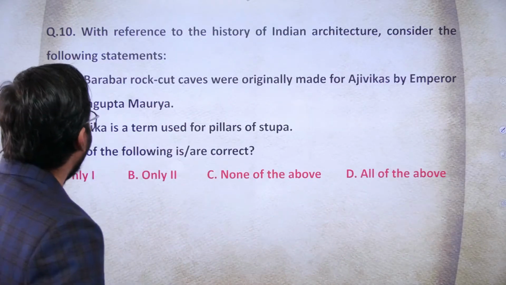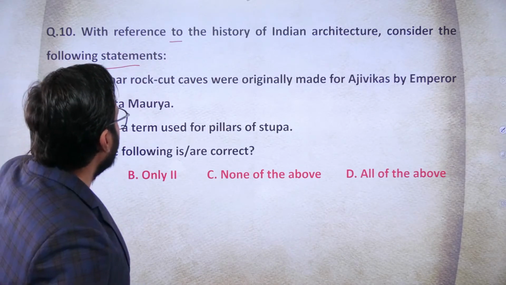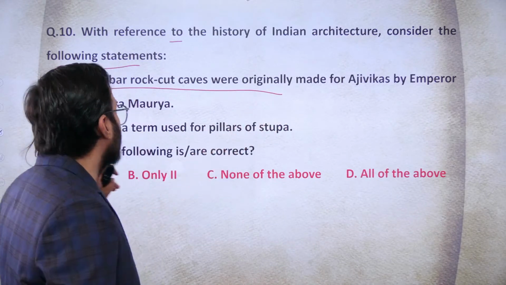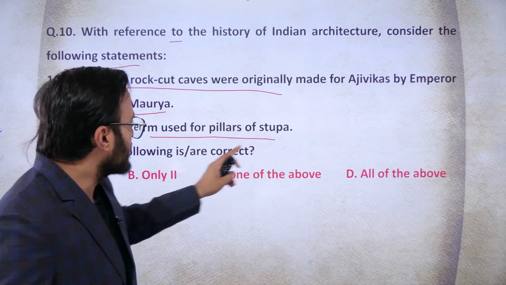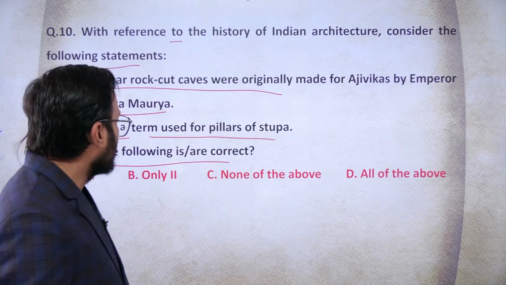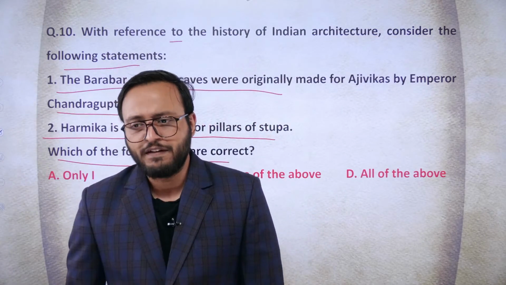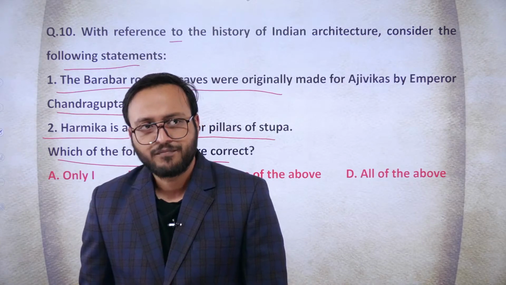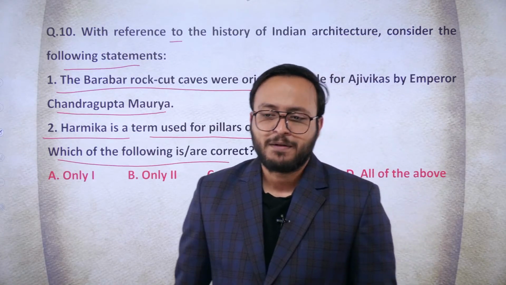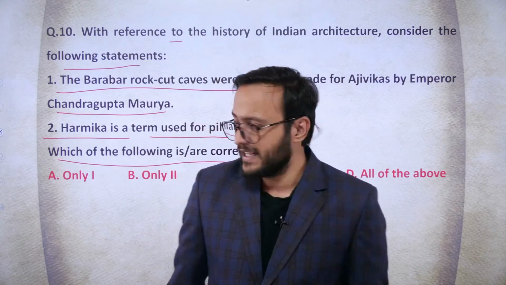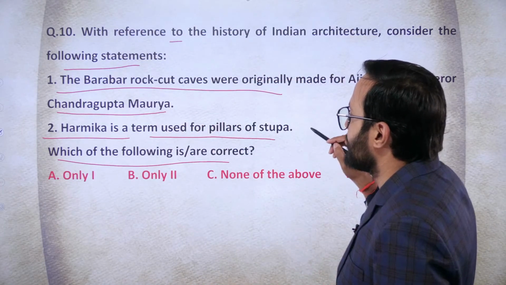Now with reference to the history of Indian architecture, consider the following statements. The Barabar rock cut caves were originally made for the Ajivikas by Emperor Chandragupta Maurya. Harmika is a term used for the pillars of stupa. Which of the following is correct? Tell me the right answer, everyone. With reference to the history of Indian architecture, consider the following statements. Barabar rock cut caves originally made by Emperor Chandragupta Maurya for Ajivikas. Is it correct? So look at the answer here.